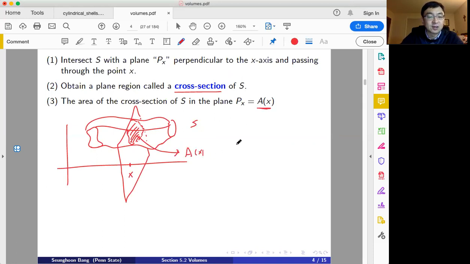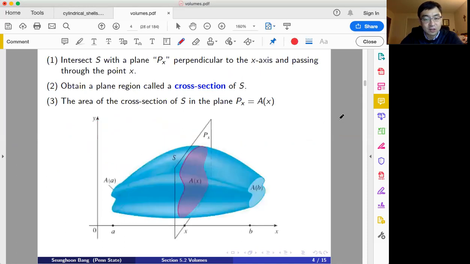This is the idea, so I can just show the graph. This is very clear. The solid S is given. You cut this solid perpendicular to the x-axis. Px is perpendicular to the x-axis. So we have one plane region that we call the cross-section. This red one is the cross-section. The area of the red one is A(x), the cross-sectional area. This is the idea.